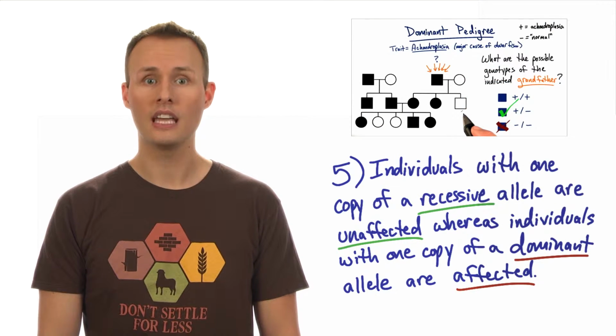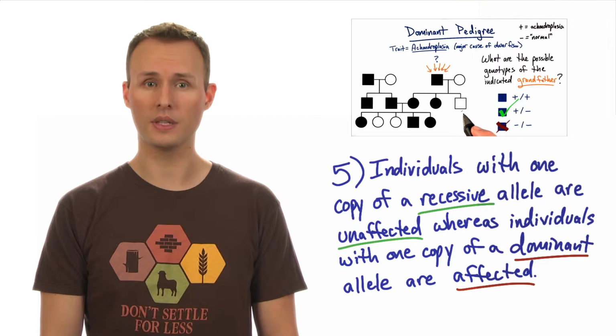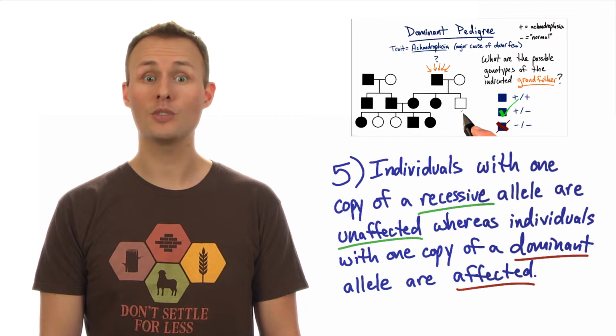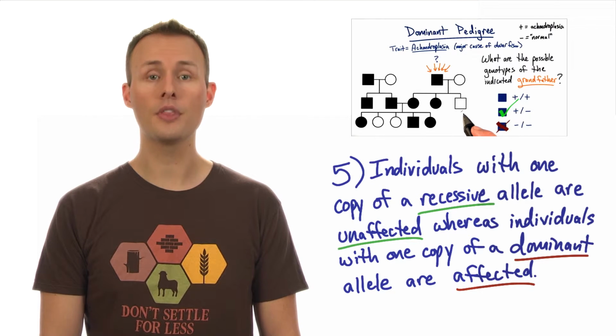Point 5. If an individual has one copy of a recessive allele, then they're most likely not going to be affected by that trait. But if an individual has one copy of a dominant allele, then they're most likely going to be affected by that trait.